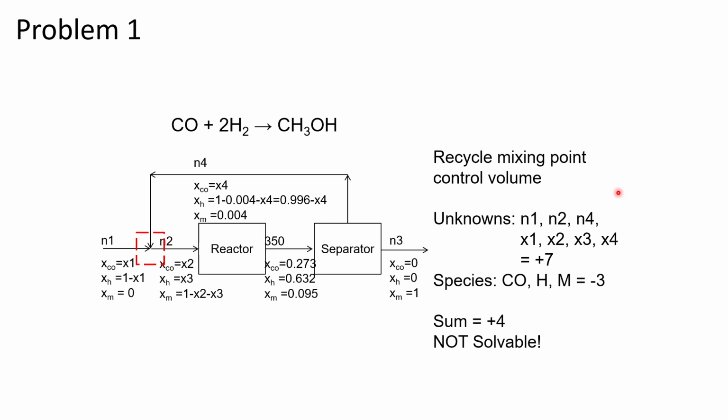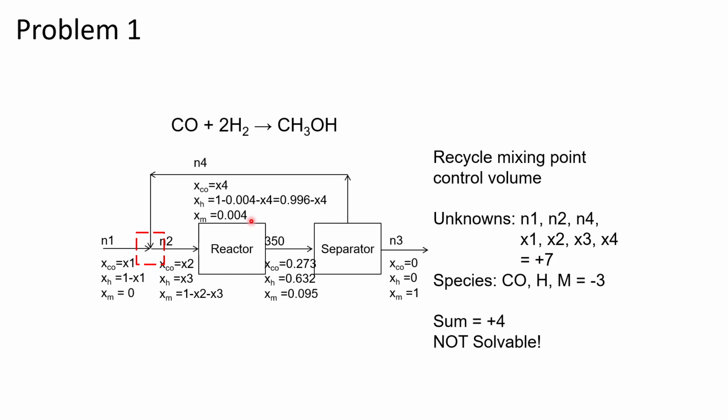To do a degree of freedom analysis for the recycle point, we count the number of unknowns and compare it to the number of species. This is what we originally learned to do in the absence of chemical reactions. So if you go around the streams that enter and leave this control volume and count the number of unknowns, you find there's 7. I'm not going to go through that. I believe you can do that on your own.